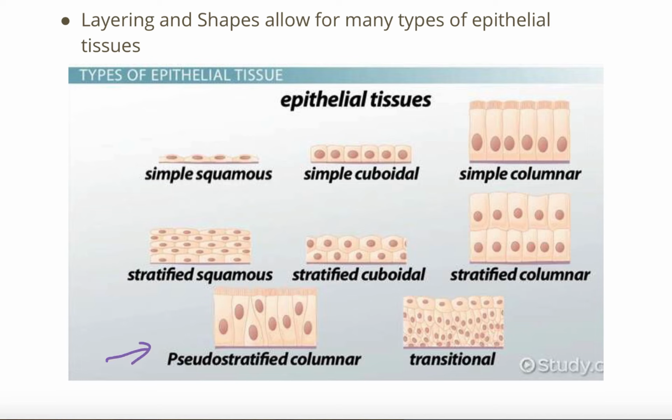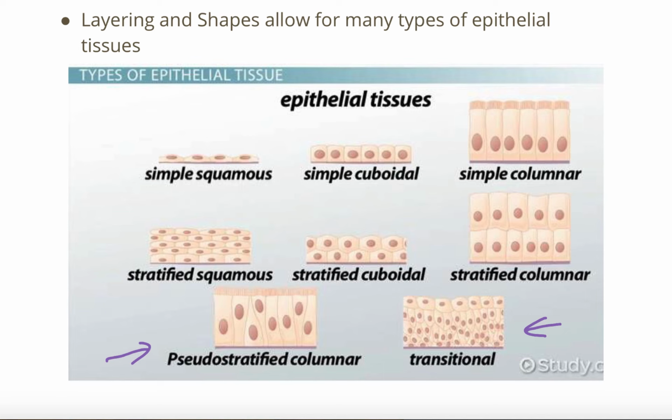Pseudostratified columnar is another important one. Transitional is often referred to, and then we have stratified cuboidal and stratified columnar in addition to stratified squamous. So these are all cartoony pictures. What they actually look like under a microscope is very different.